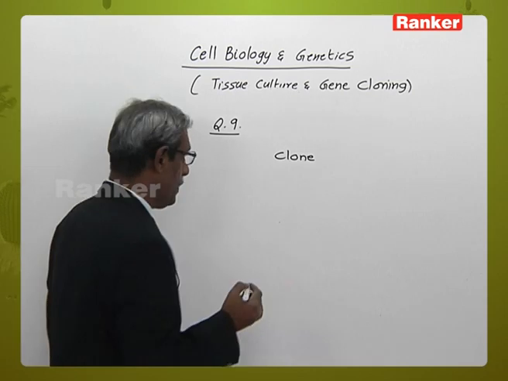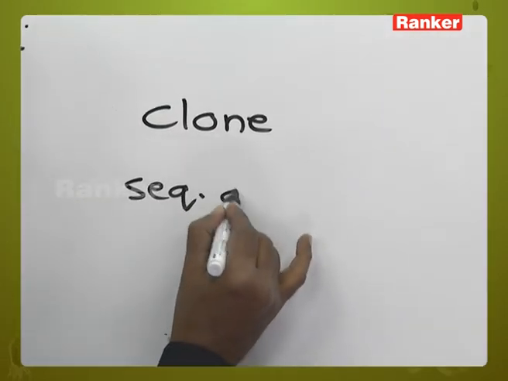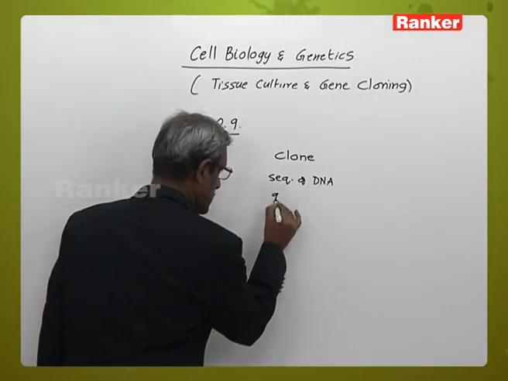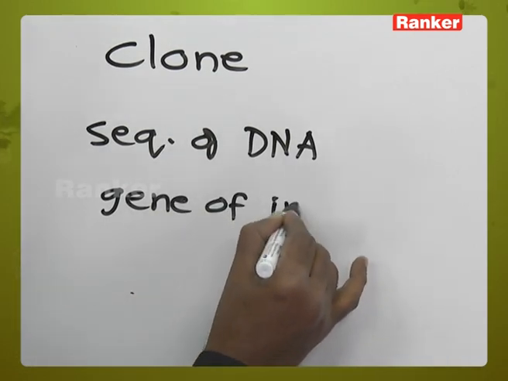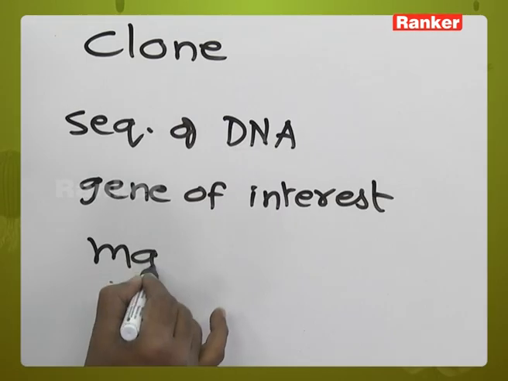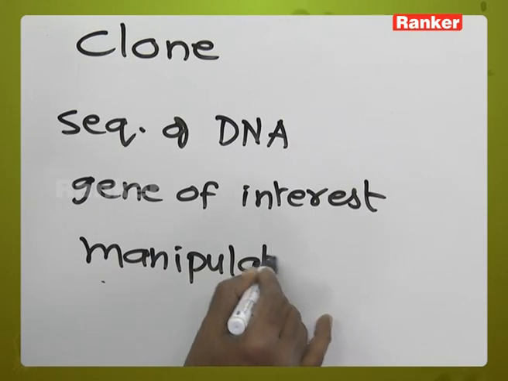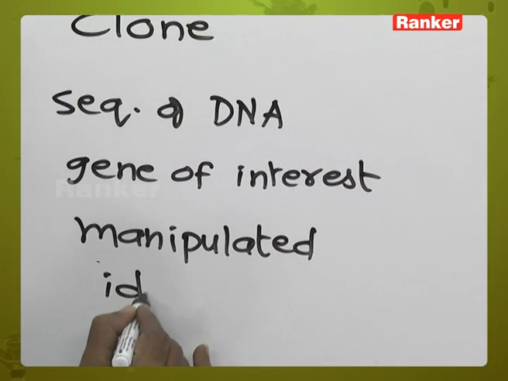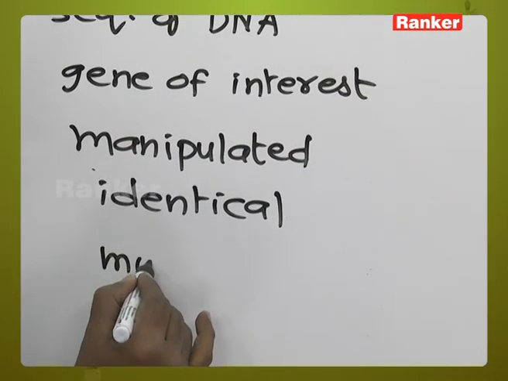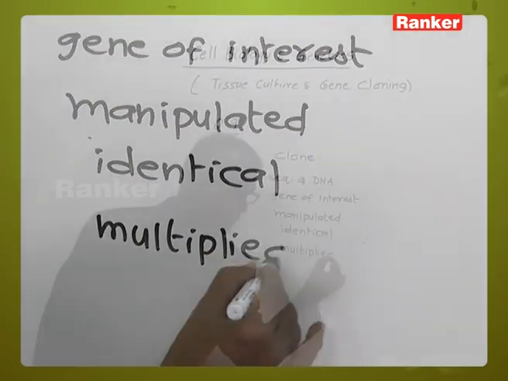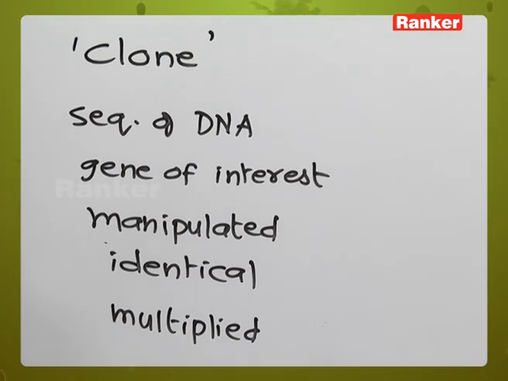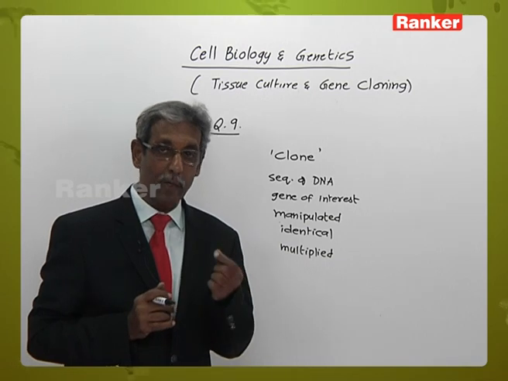a clone refers to a sequence of DNA which has the gene of interest, which has been manipulated, and which are identical, again, which can be multiplied. So, when we are doing gene cloning, our objective is to isolate the gene of interest and make multiple copies of it, multiple identical copies of it.